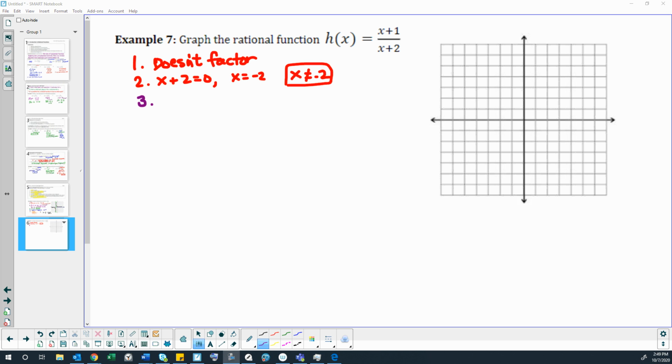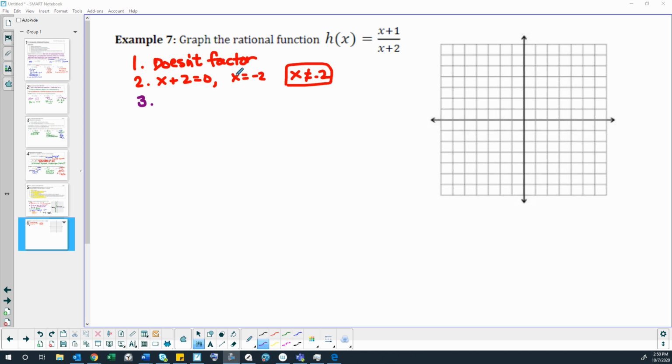6. Here's our last example of graphing a rational function. Okay, so again, our 7 steps. Step 1, factor completely. It does not factor. It's just linear in both the numerator and the denominator.